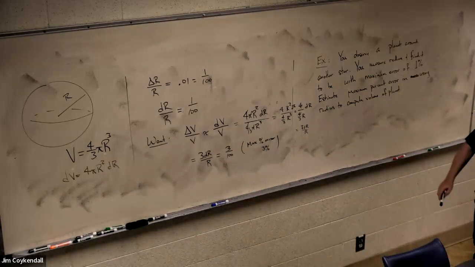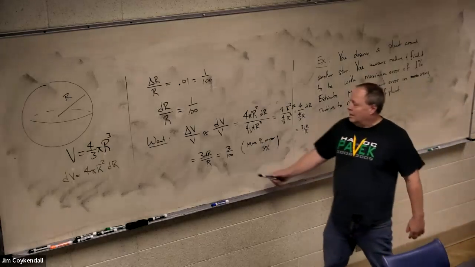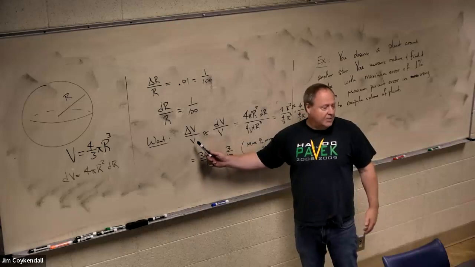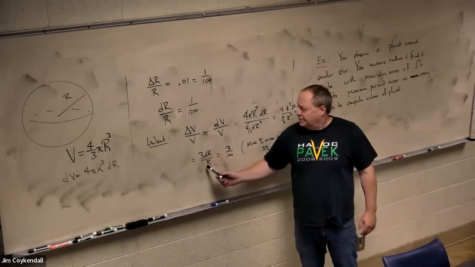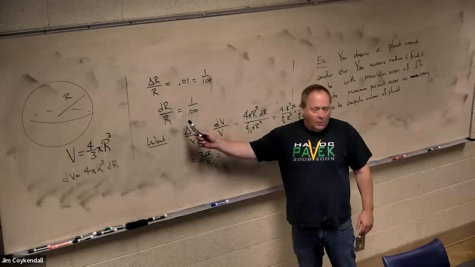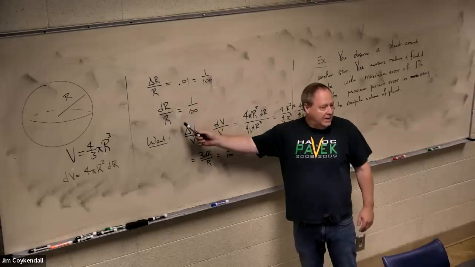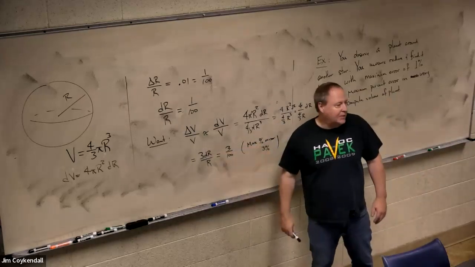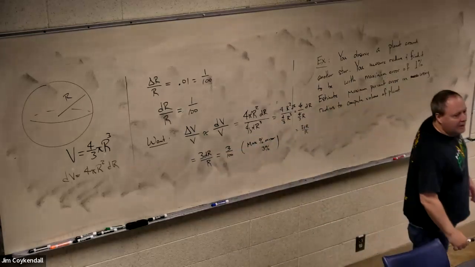So basically, this formula tells you something nice. Of course, this is an estimate, but it should be a pretty decent estimate. Whatever percent error you have in the radius measurement, it basically multiplies that by 3 in your calculation.